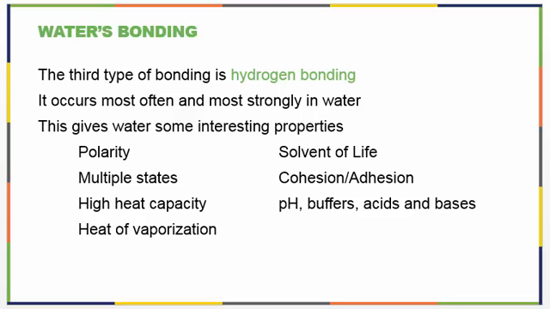The third type of bonding is hydrogen bonding. It occurs most often and most strongly in water, and it gives water some very interesting properties. Hydrogen bonding occurs because of the polarity of water molecules. Let's look at what those tiny hydrogen bonds allow water to do.